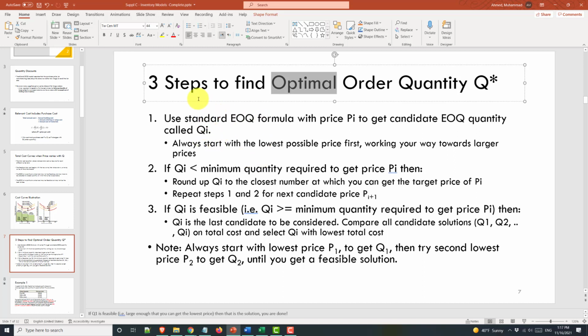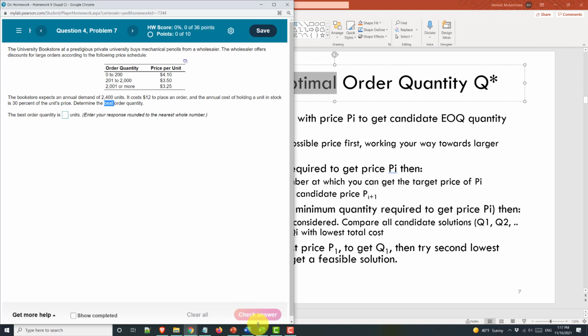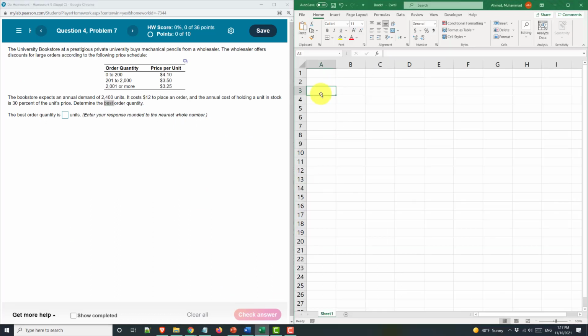In this problem, we use the standard EOQ formula to compute candidate solutions for different prices, and then we check them for feasibility and so on. But essentially, we're going to be computing multiple EOQs for the different prices. So I like to put all the information in Excel. Okay, so I have three situations. I have the low price case, the medium price case, and the high price case.